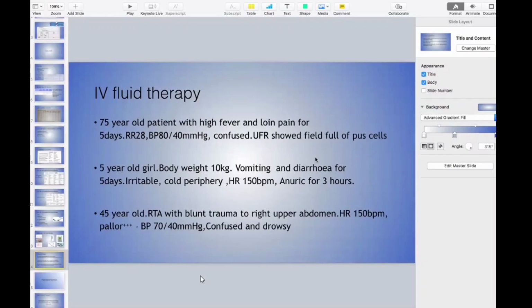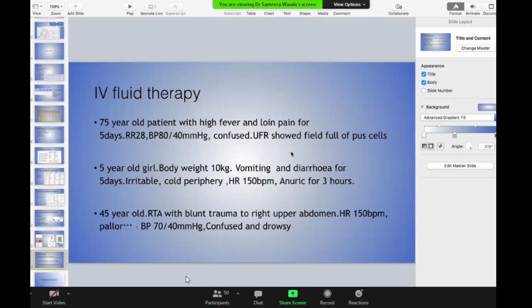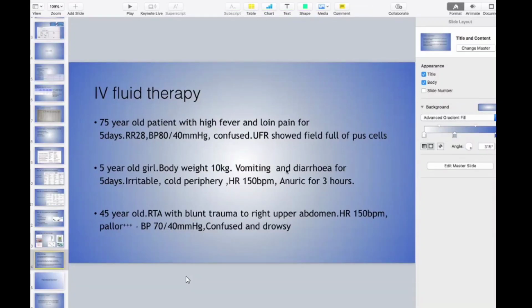That means severe dehydration, and severe dehydration means the child has lost more than 10% of his body weight. Understand? If the child weighs 10 kilos, losing 10% of body weight is 1 kg, which is equal to around 1 liter of fluid deficit. So you have a severely dehydrated child with a fluid deficit of 1 liter.